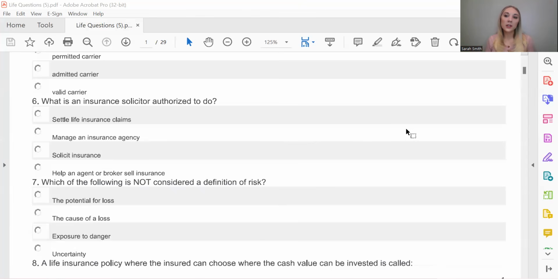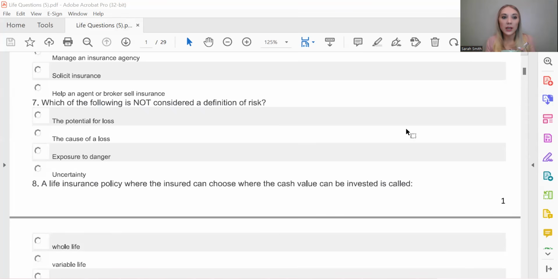What is an insurance solicitor authorized to do? Not solicit insurance. Sorry, guys. This one's going to be help an agent or broker sell insurance.